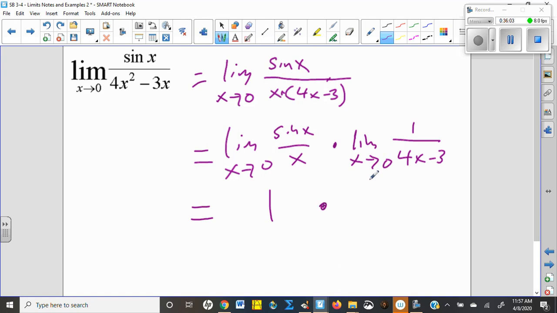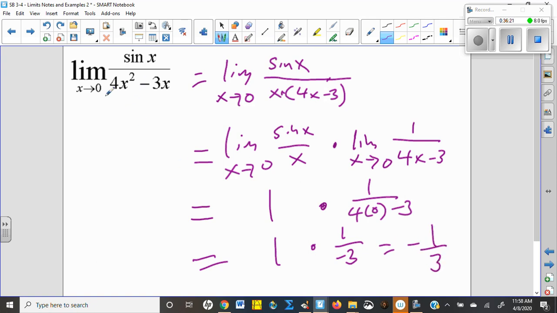This has to be evaluated. So we're going to do 4 times 0 minus 3. Notice that I didn't write the limit anymore because I plugged the 0 in. That's when you can stop writing the limit, is after evaluation. So this is going to be 1 times 1 over negative 3. So our answer on this problem is negative 1/3.